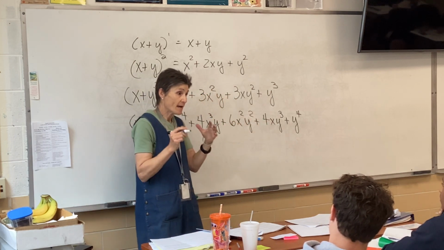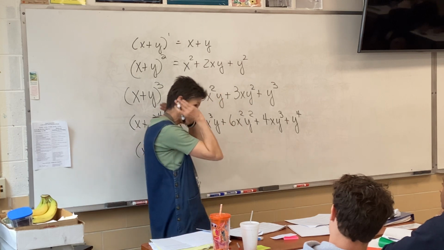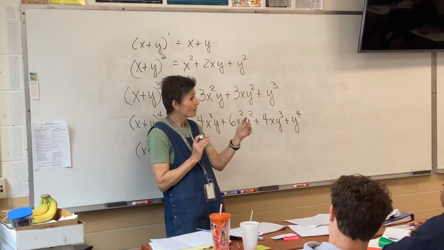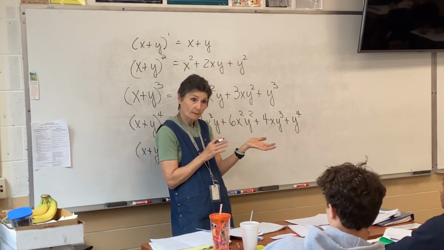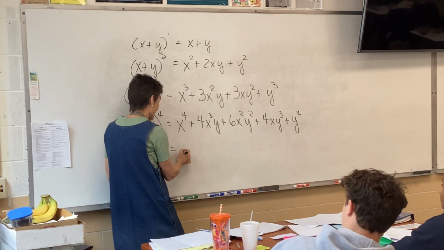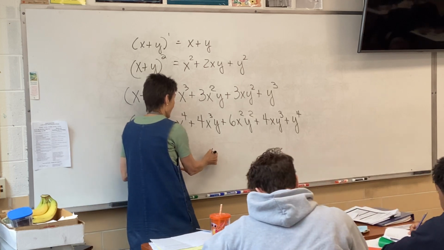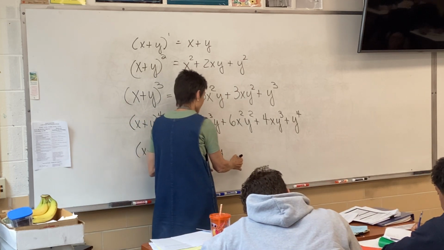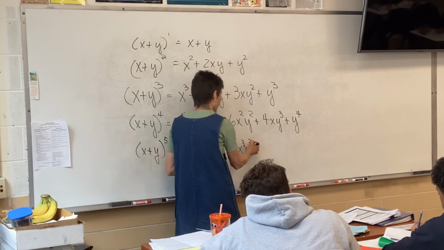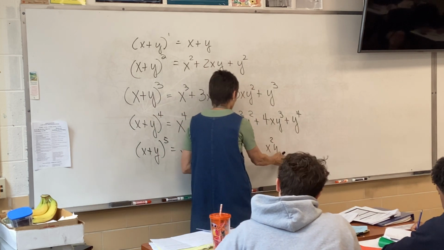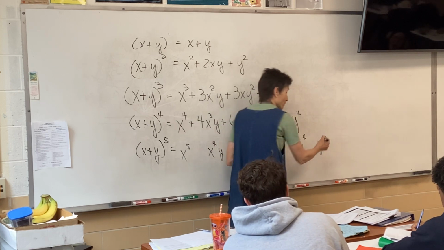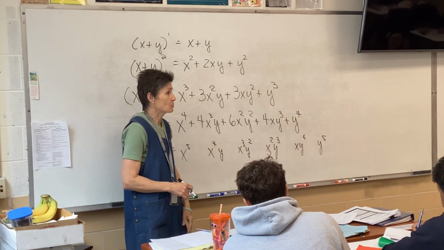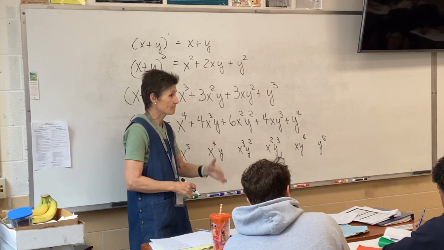The x's are going, as we go that way, the x's are going down by 1, and the y's are going up by 1. So this is going to be x to the 5th, x to the 4th y, x cubed y squared, x squared y cubed, x y to the 4th, and y to the 5th. Would everybody agree with that in terms of the variables?